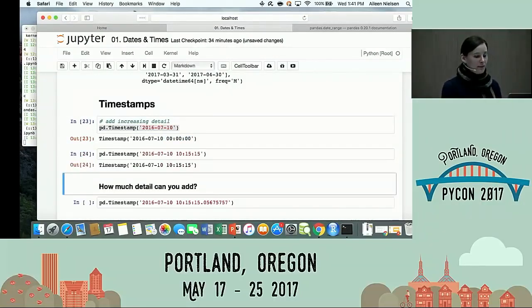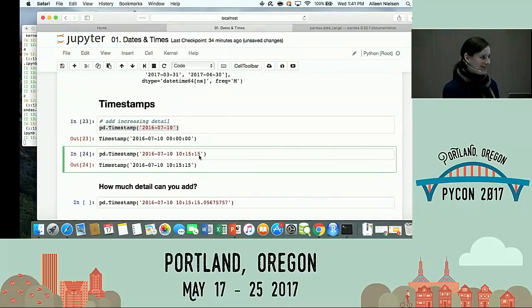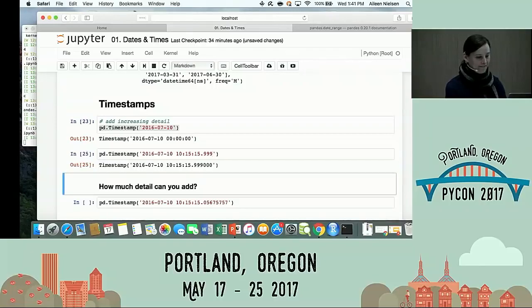So there's my timestamp where I've specified time of day. How far do you guys think I can go? Although I actually told you, nanoseconds. So how am I going to do that? I've got 10:15:15, which is 10:15 a.m., 15 seconds in. What if I want 15 seconds and 1,000 milliseconds? Well, you can't have 1,000. 999 milliseconds. Decimal, right? 0.999. There we go.